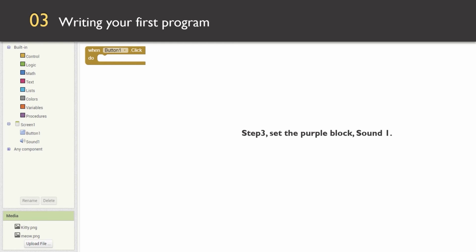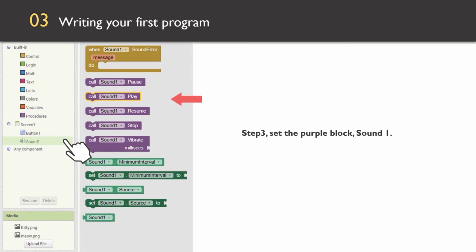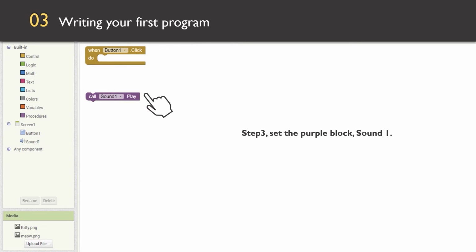Next, the sound. Setting the sound is similar to setting button 1, but here we would like to make sound 1 play the specific sound we uploaded. Call means to invoke something. Sound 1 play is a built-in function and calling sound 1 play means we invoke, also known as to trigger, the built-in function of sound 1 play. A further explanation will be given in the later chapters.